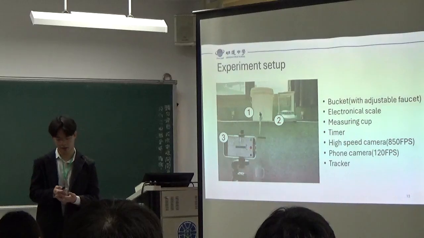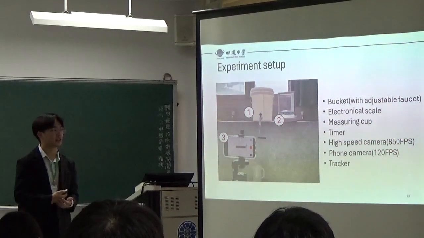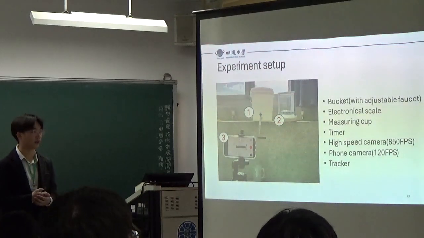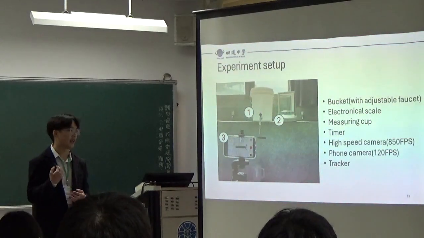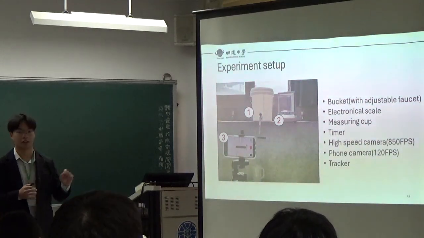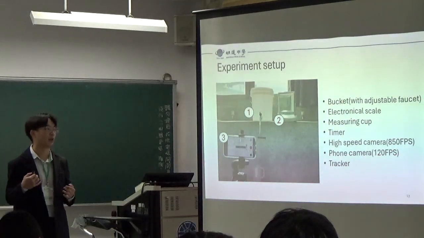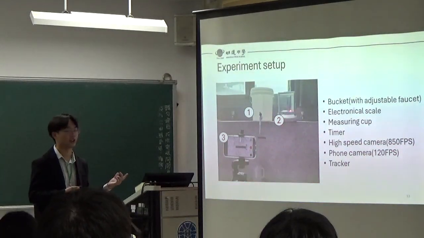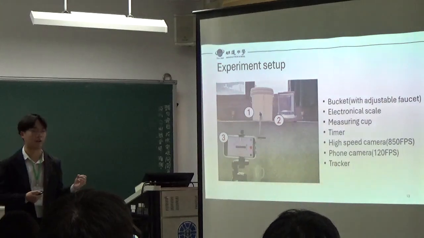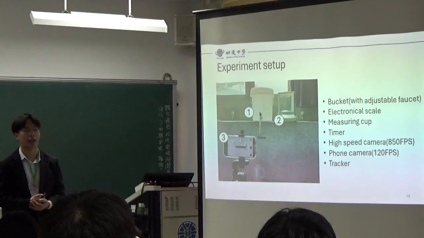And this is my setup. So first of all, I have a bucket with adjustable faucets, so that I can achieve different kinds of water flow rates. I open up the faucet at a certain time, and I collect the water amount in maybe 30 seconds. And I further put it onto an electronic scale to get the net weight of the water, which I further divide by my experiment time, so then I can get my flow rates.